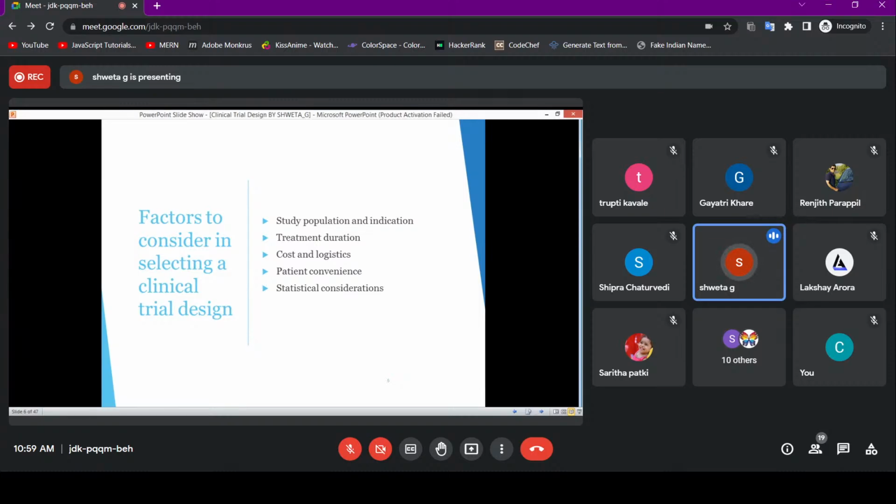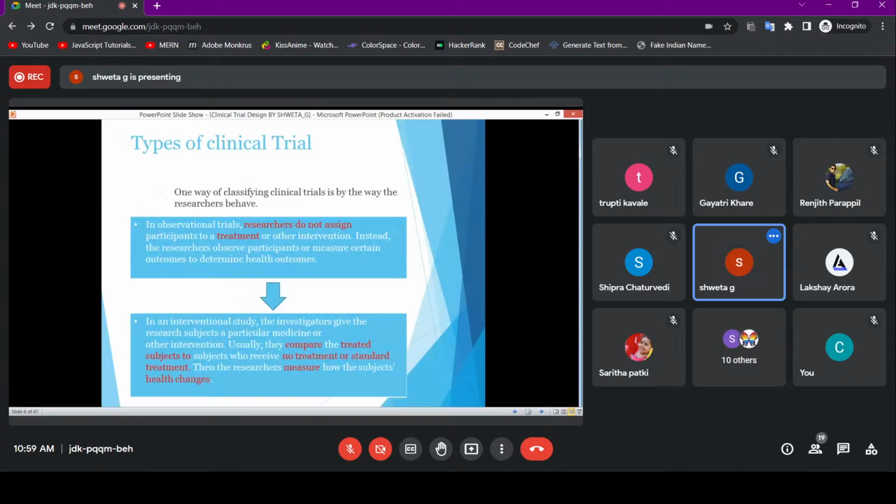Statistical consideration is also very important. Then we come to the types of clinical trials. As we have already discussed, what is an observational study? Can you just tell me in one word what an observational study is? Just told you.